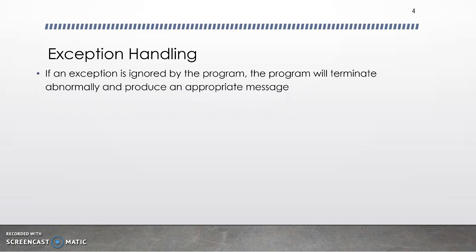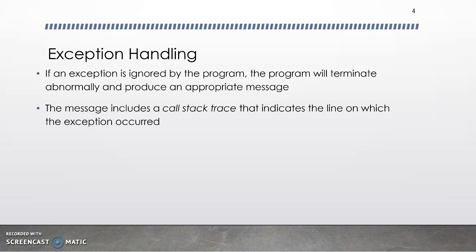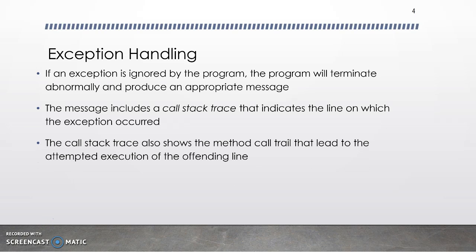If an exception is ignored, the program will terminate abnormally and produce an appropriate message. The message includes a call stack trace that indicates the line on which the exception occurred. The call stack trace also shows the method call trail that led to the attempted execution of the offending line.